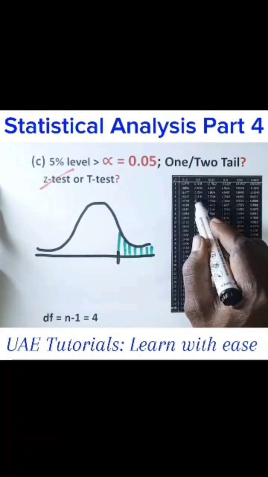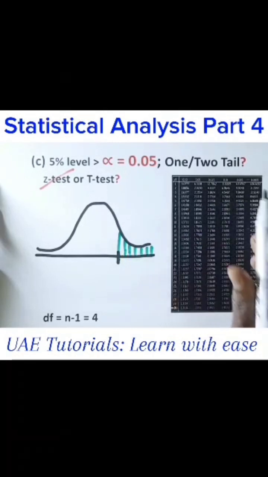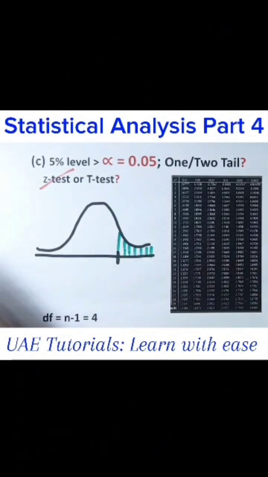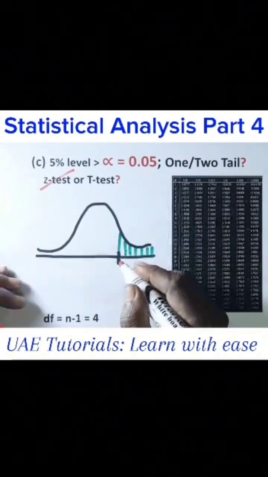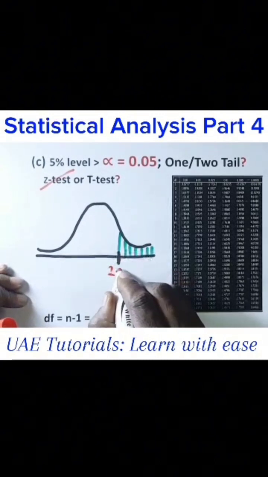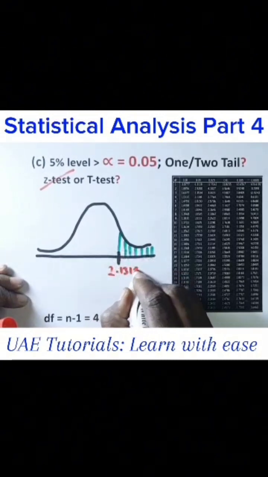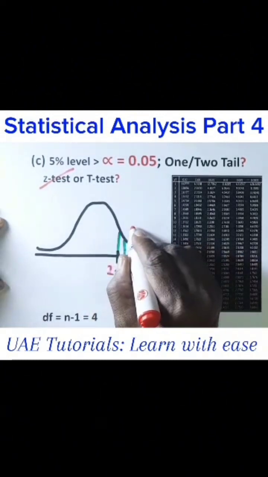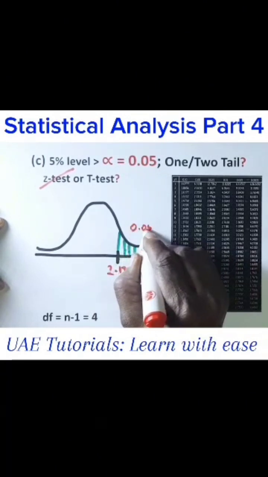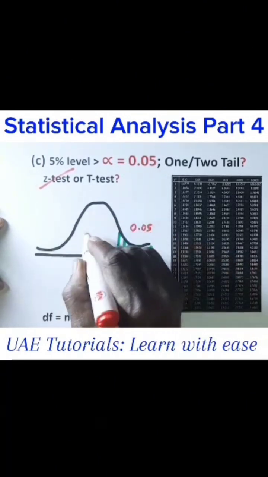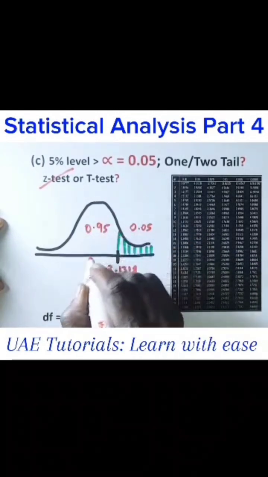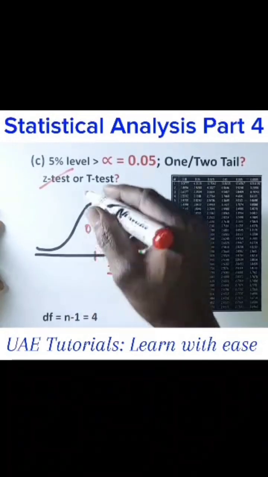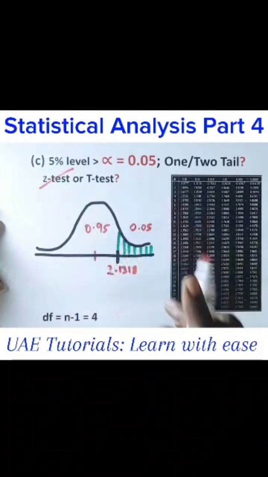So that gives us a value where they meet. That gives us a value of 2.1318. The critical value here is 2.1318. So this region is the alpha, which is 0.05, and this region, the acceptance region, is 0.95. Our mean is somewhere here, because the mean has to be in the middle of that bell curve.